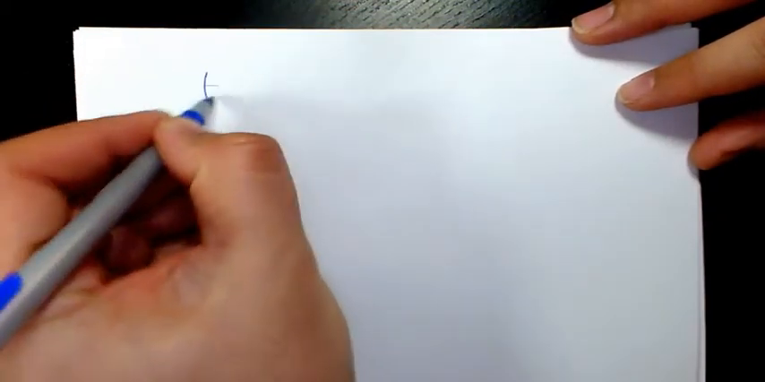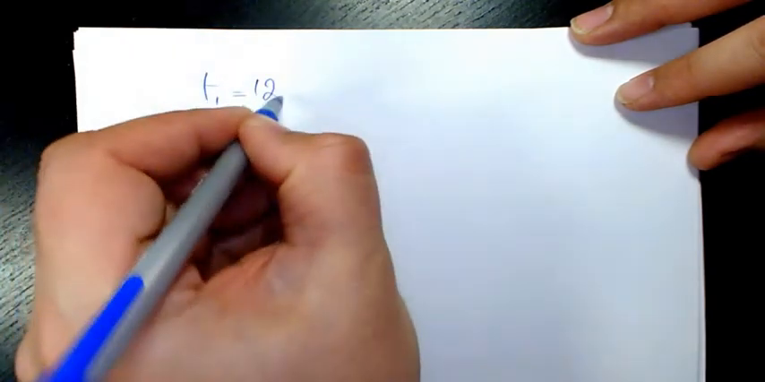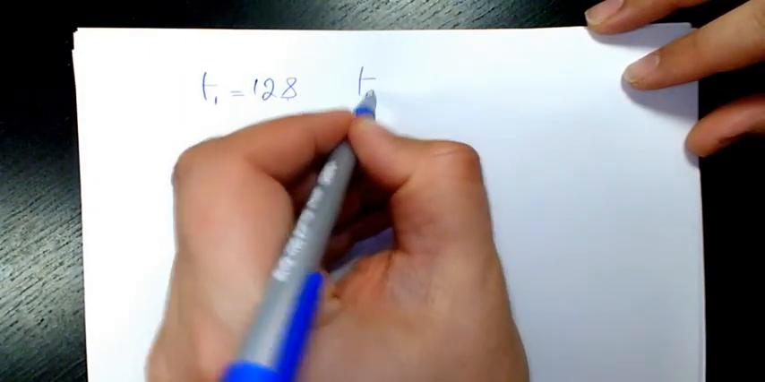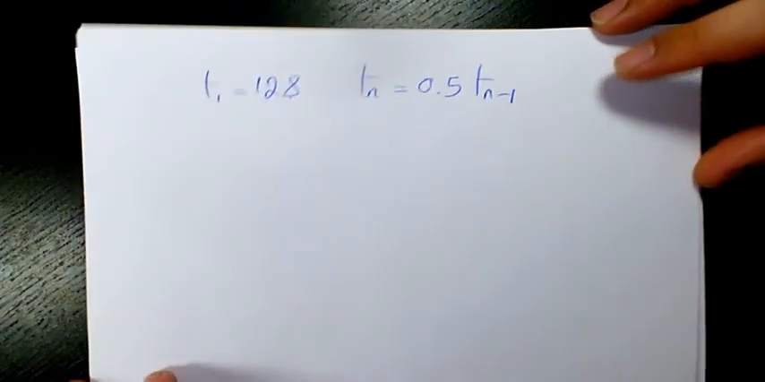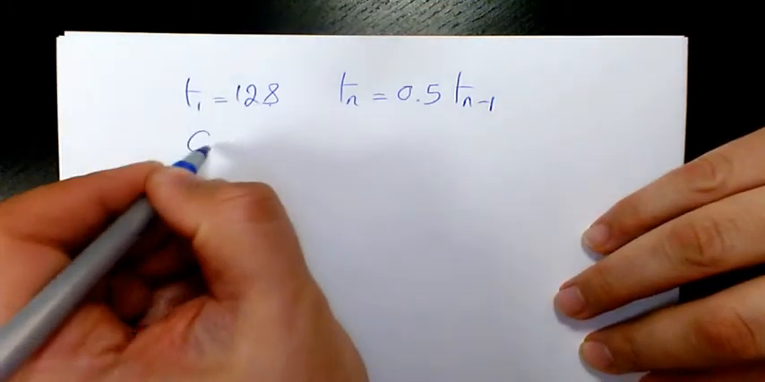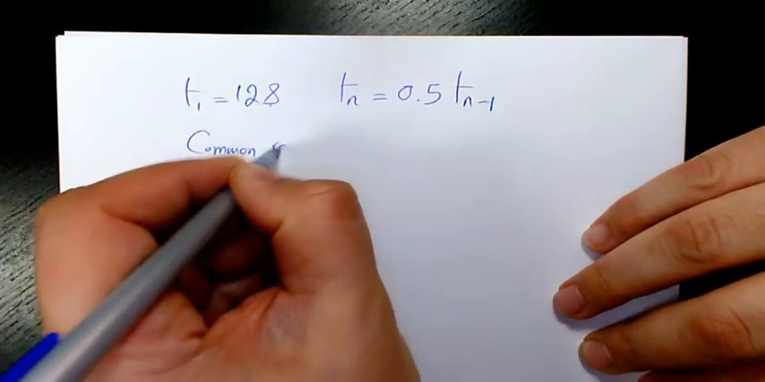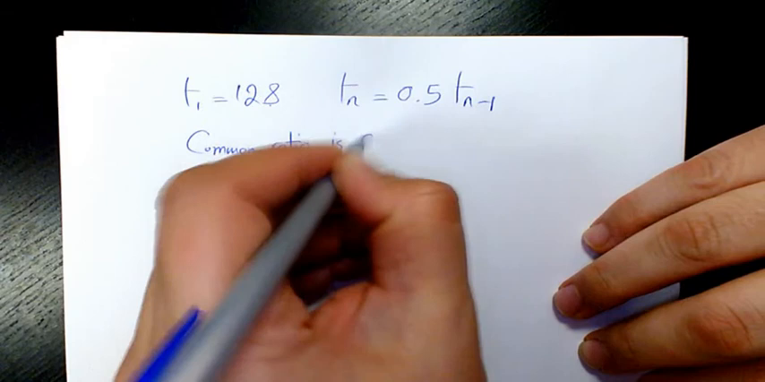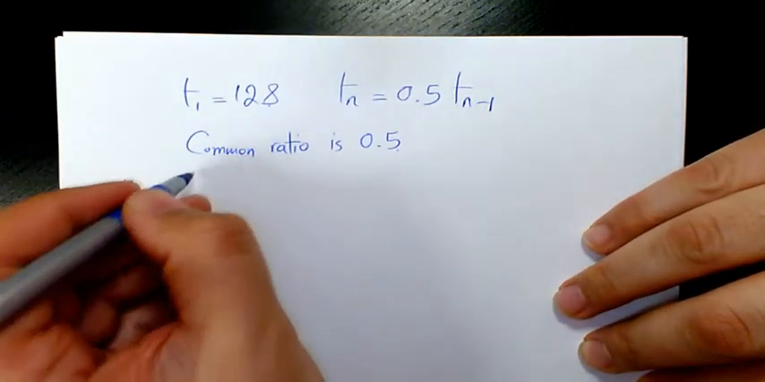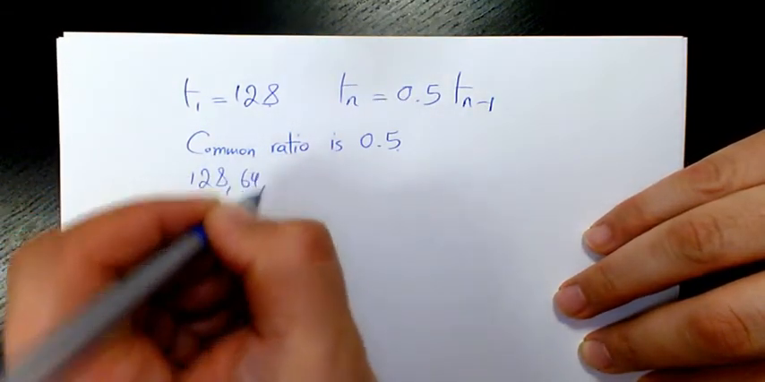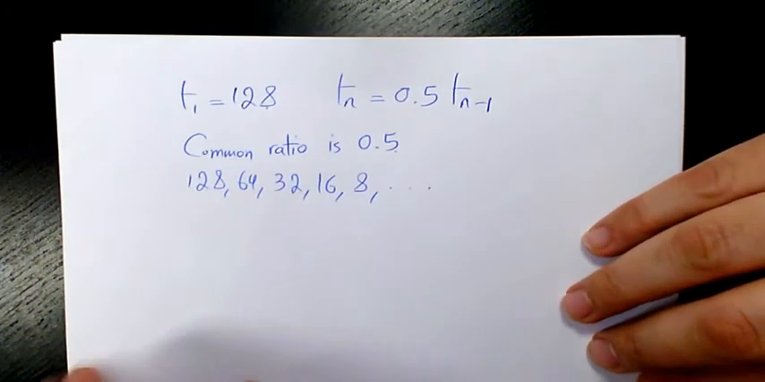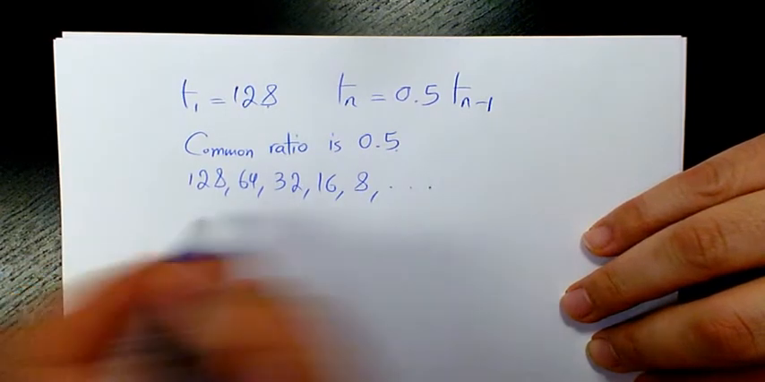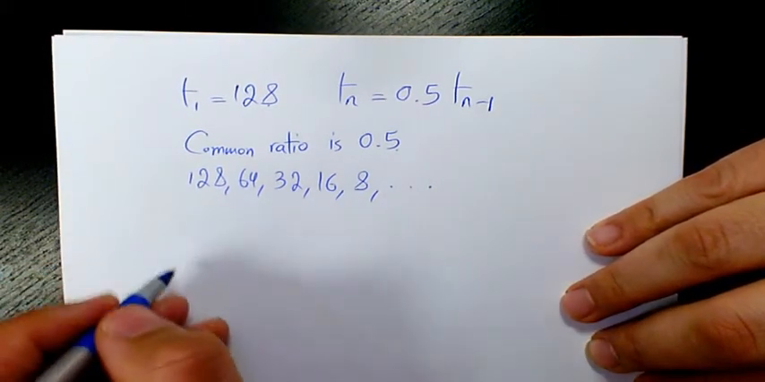Let's see another example. T1 is 128. Tn is 0.5 tn minus 1. So the common ratio is 0.5, and the 5 terms are 128, 64, 32, 16, 8, and so on. So these are going to be the 5 terms.